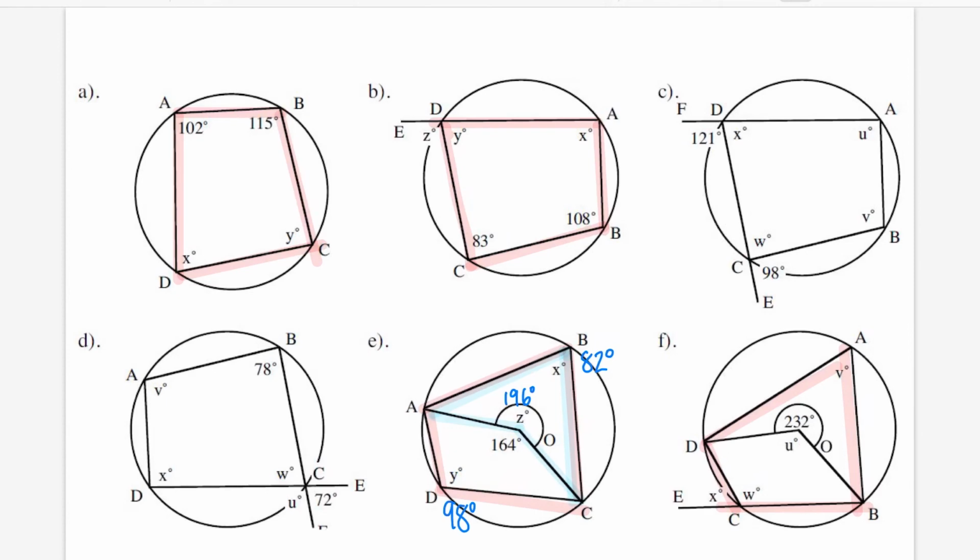Question F is very similar. So again, we can find U by using the 360, it's the angles around a point. And then from that, we can find V using the arrow theorem that we see here. And then we can work back to find W and back again to find X.